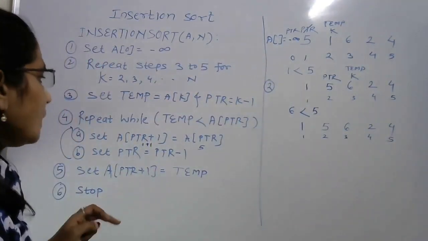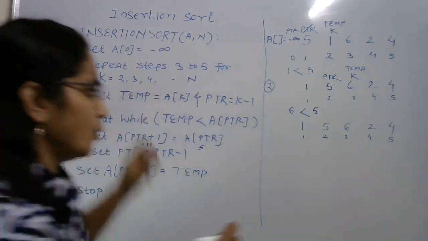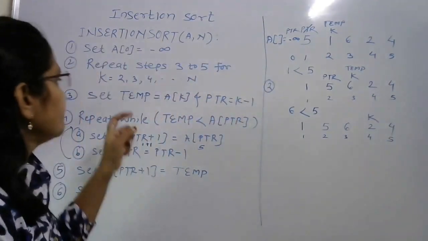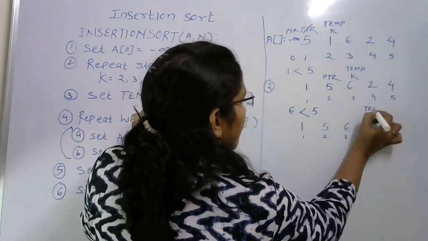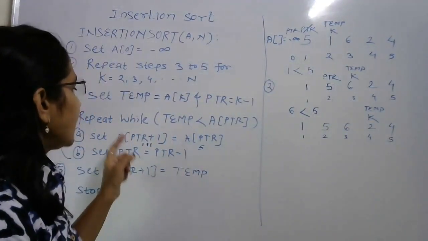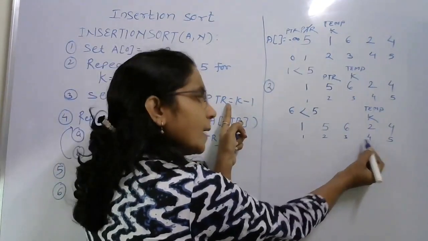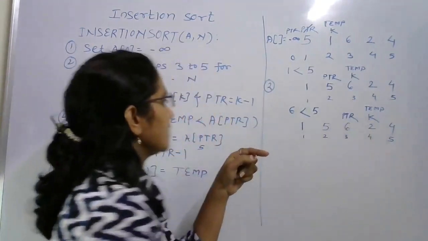Now, we move towards the next step or next pass. Now the k is equal to 4. Temporary equal to A of k. Again, the variable temporary is at the same location of k. Then PTR equal to k minus 1. Value of k is 4. 4 minus 1 means 3. So your PTR is at the location 3.